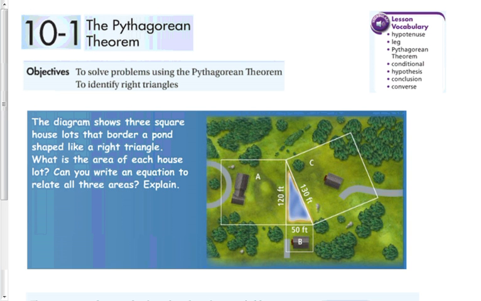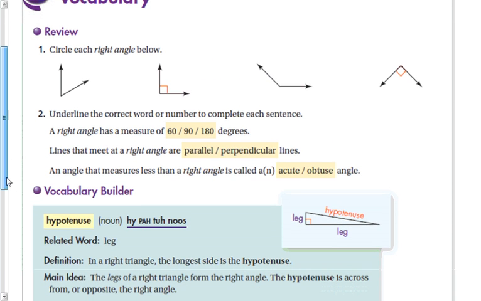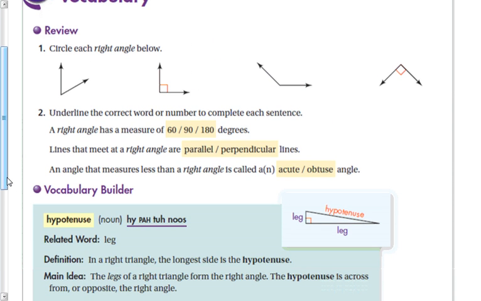In this lesson, we're going to learn how to solve problems using the Pythagorean theorem and how to identify right triangles using the Pythagorean theorem. All right, go ahead and do this review of some important terms so that we can discuss the parts of a right triangle.